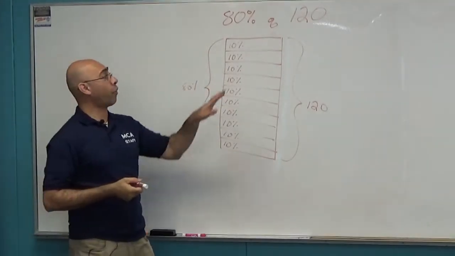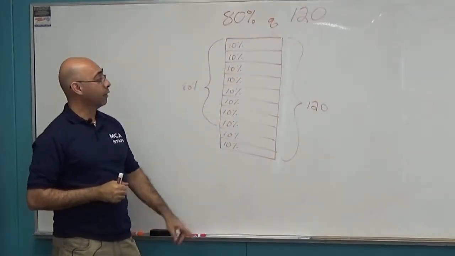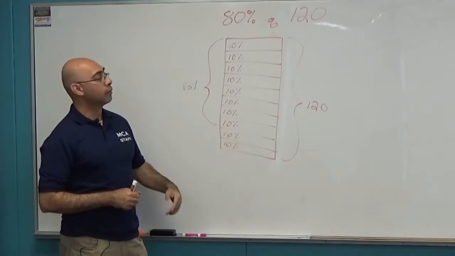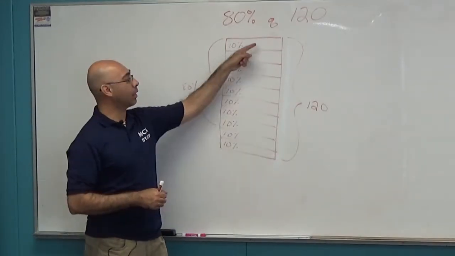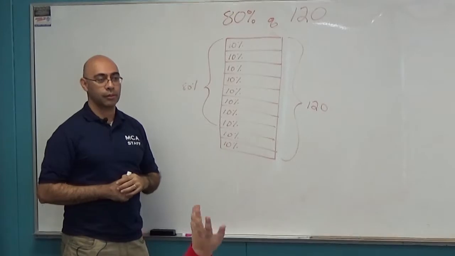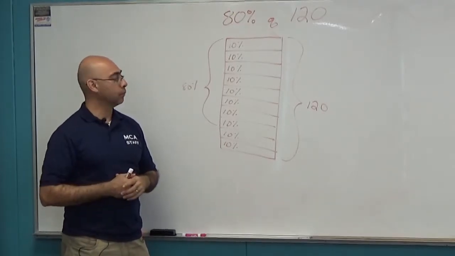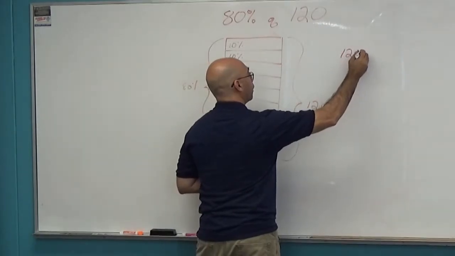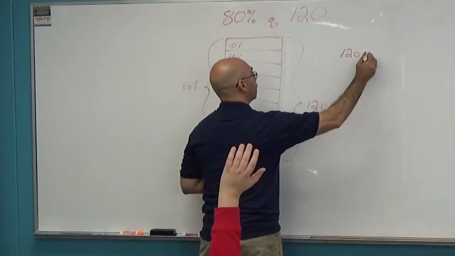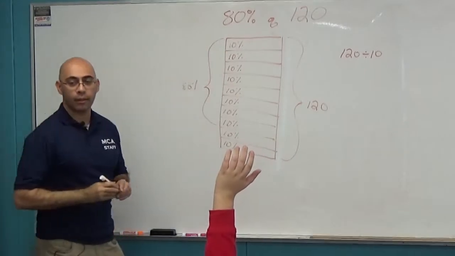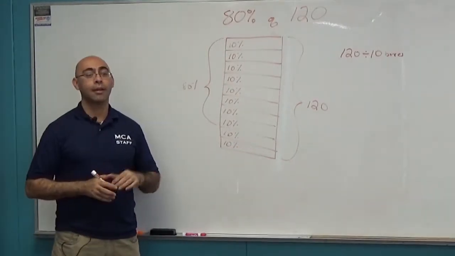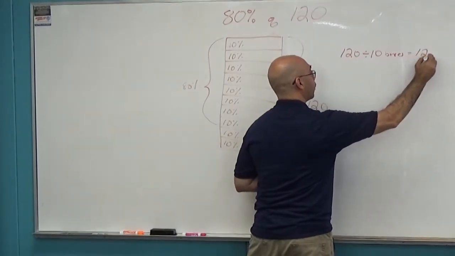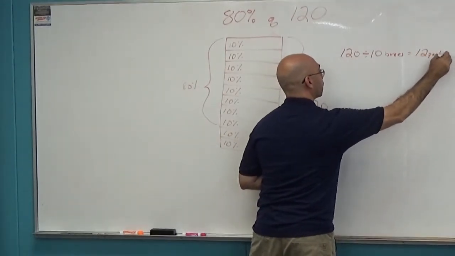Now when we're dealing with fractions or parts or anything, we got to cut these up into equal pieces. Now the question is, this 120, how do I cut this up into equal pieces? You could try 120 divided by 10. Where'd you get 10 from? Why am I dividing by 10? Because there are 10 boxes. So 120 divided by 10 boxes is 12, and we'll say per box.